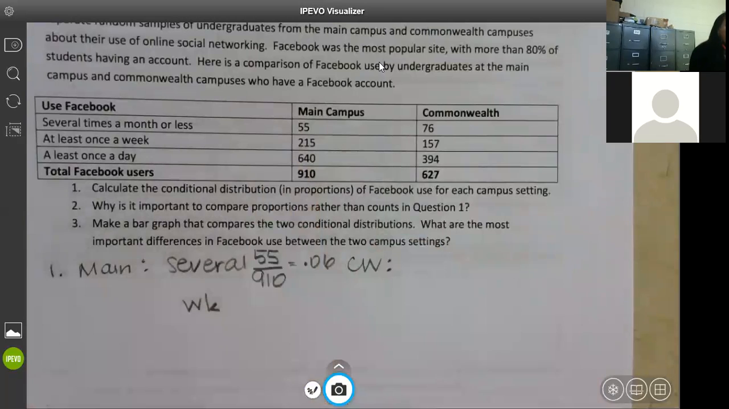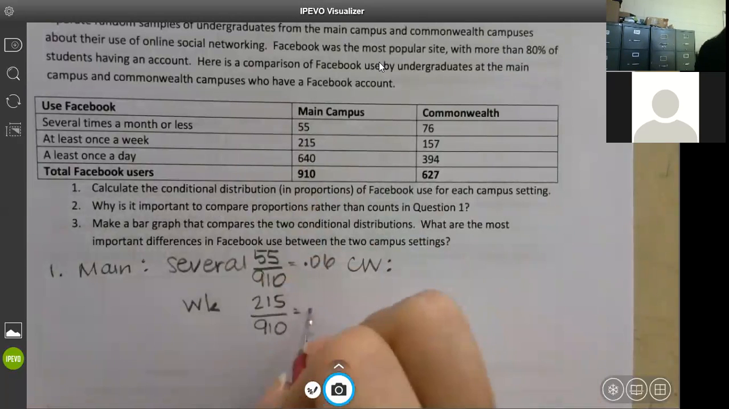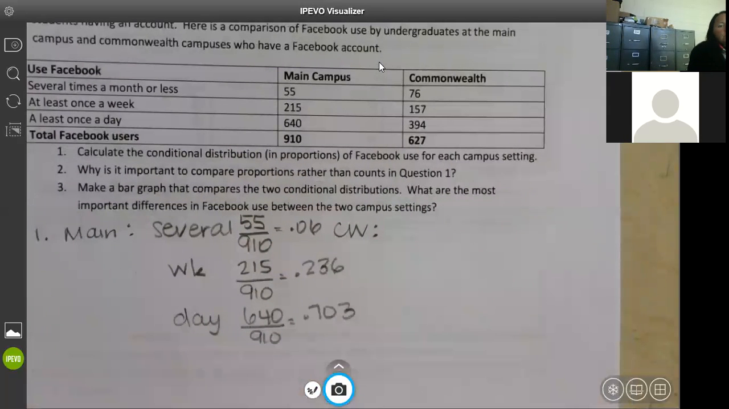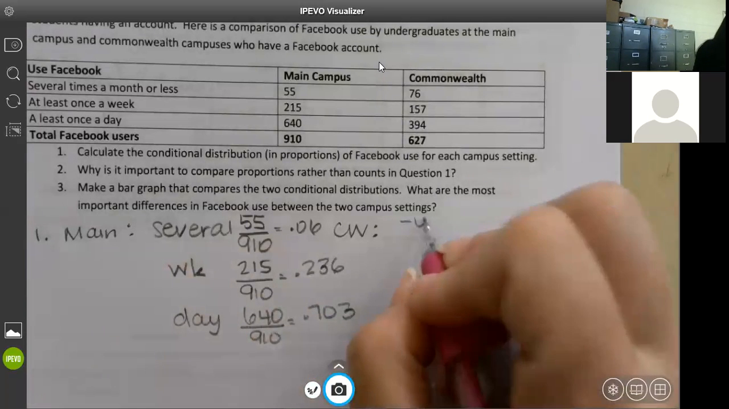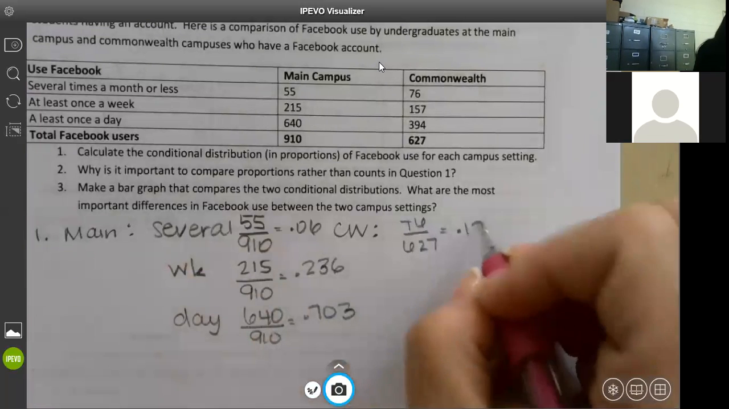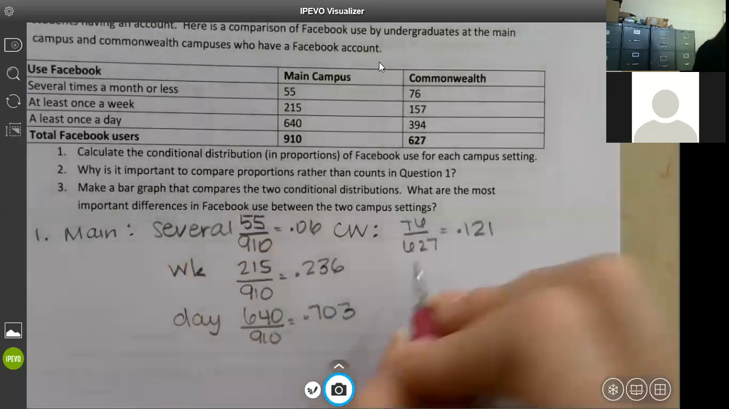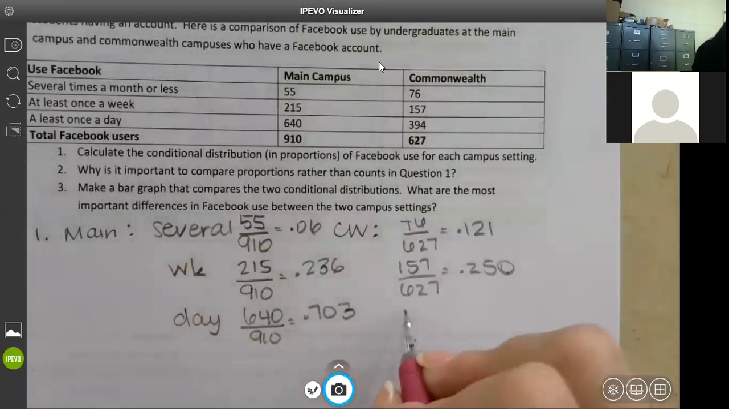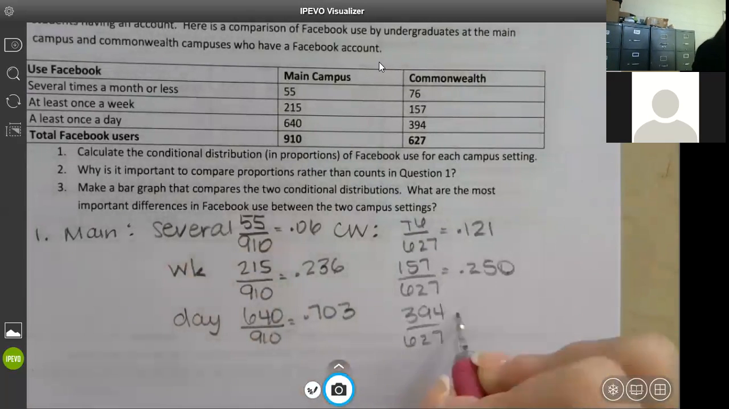At least once a week. How would we do that one? That gives you 2.36. I'm sorry, 0.236. And then for the day, finish that up with 640 over 910, which is 0.703. For Commonwealth, you're going to do the same thing. So for several, what would it be? 0.121. The next one is 0.250. And the last one is 0.628.